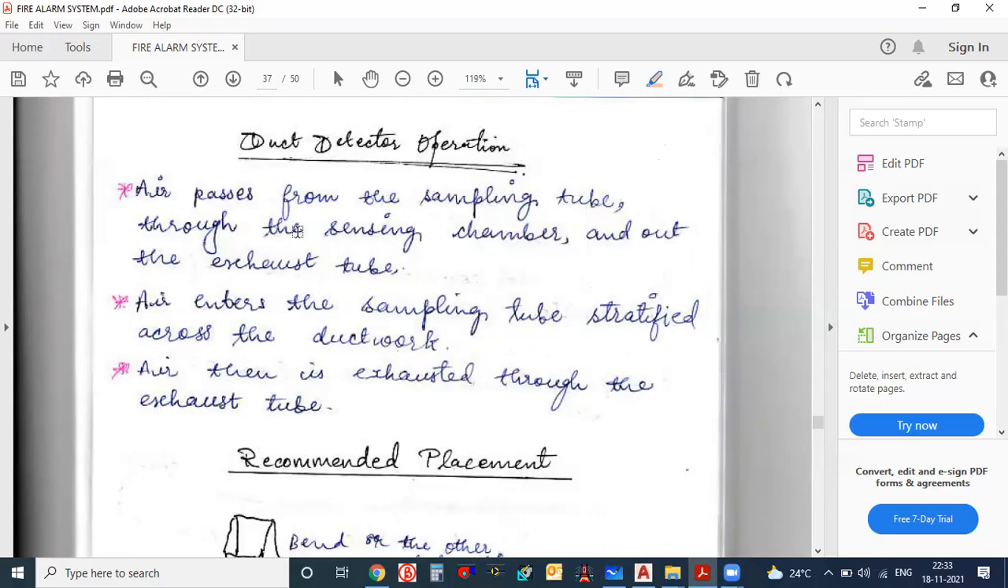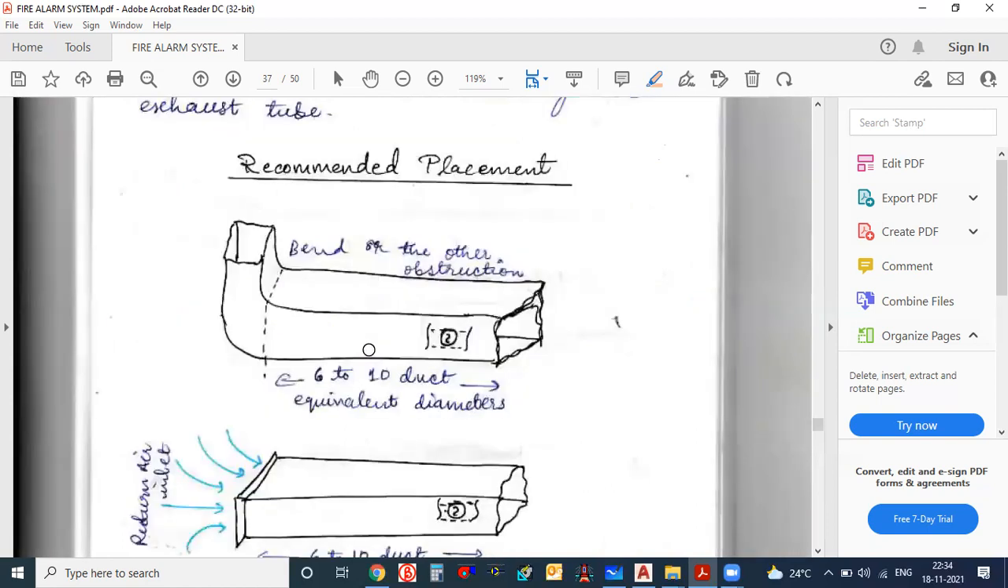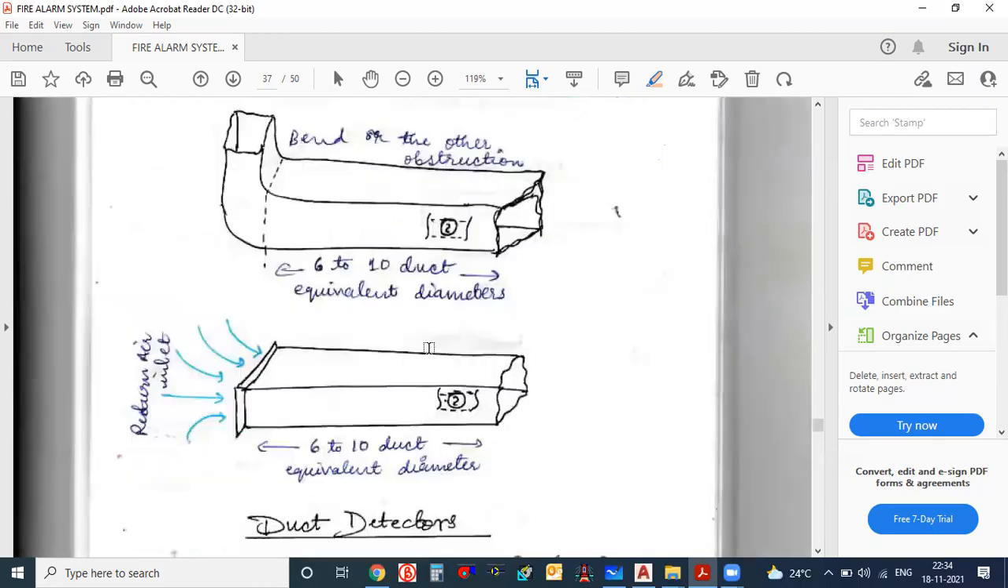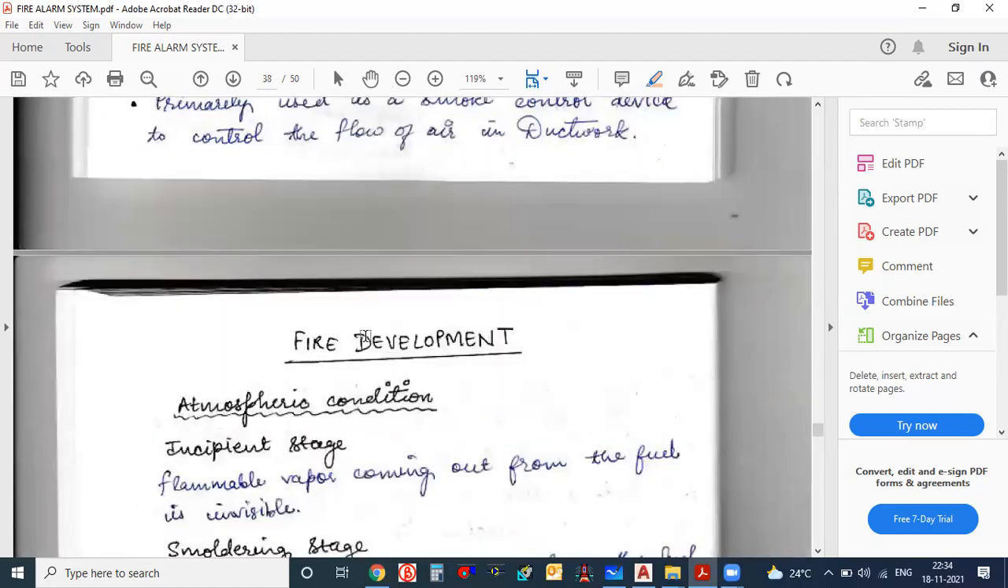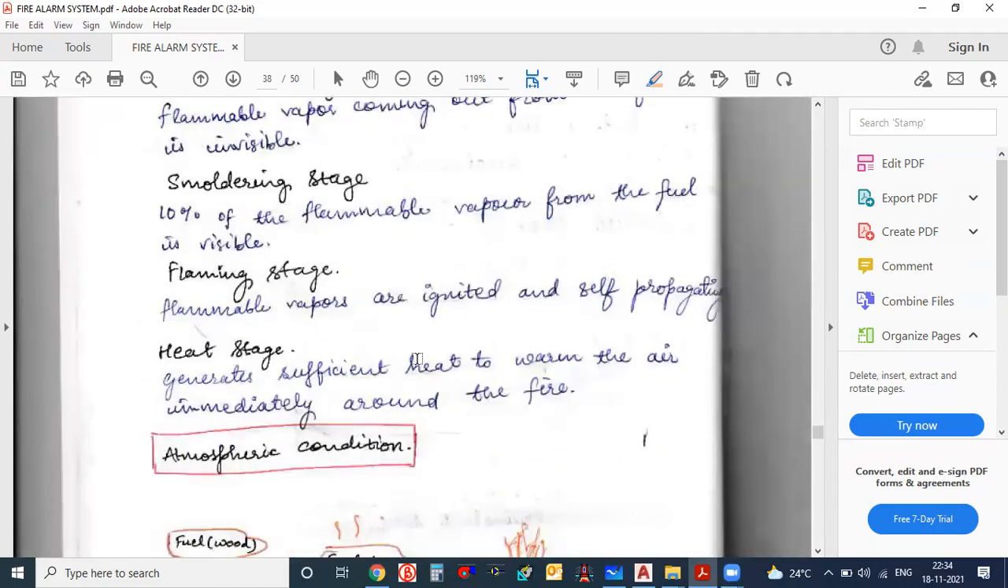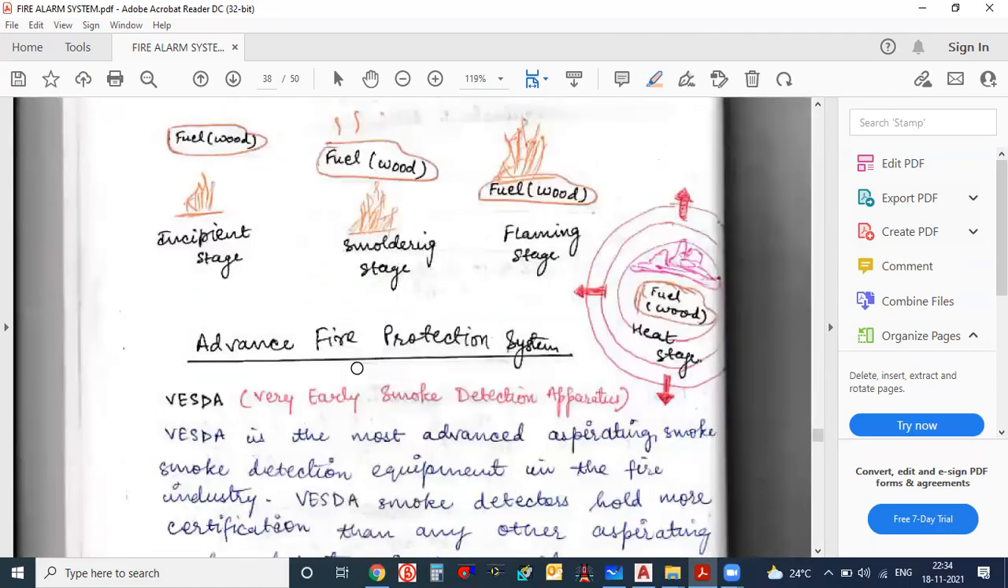Air passes from the sampling tube through the sensing chamber and out the exhaust tube. Air enters the sampling tube stratified across the ductwork. Air then is exhausted through the exhaust tube. Recommended placement is also given, where you can place the duct detectors. Photoelectric detector mounted in housing. You can leave this thing.